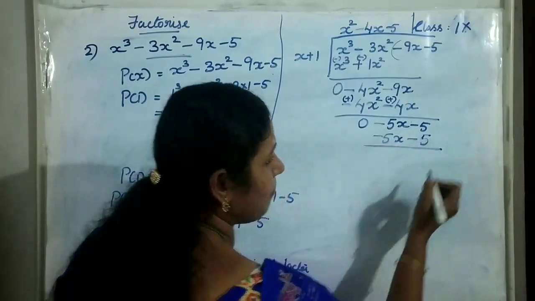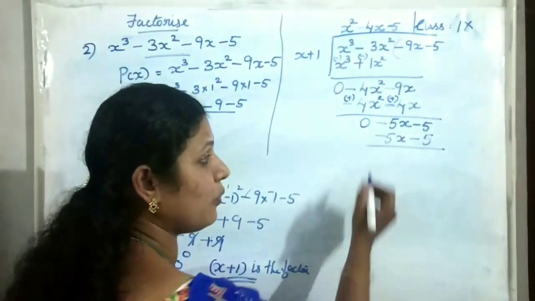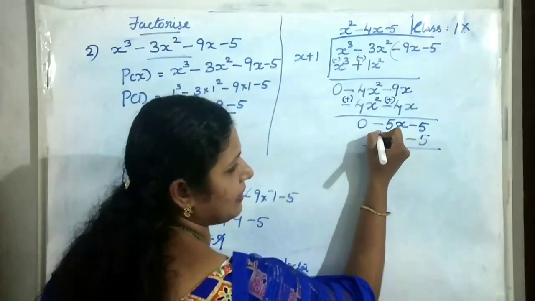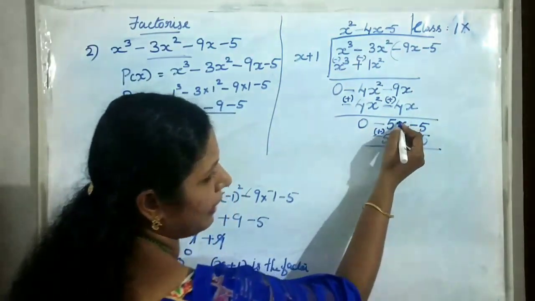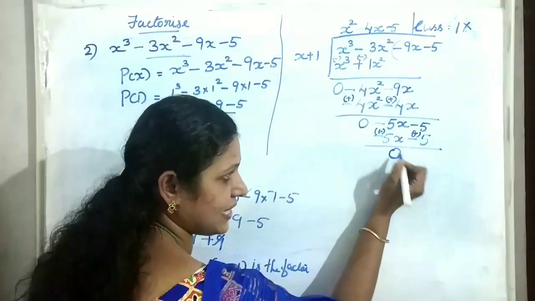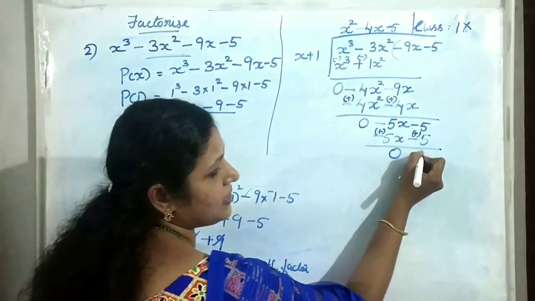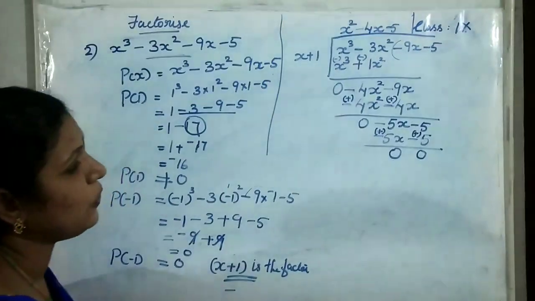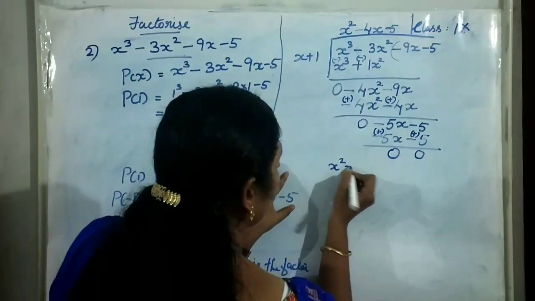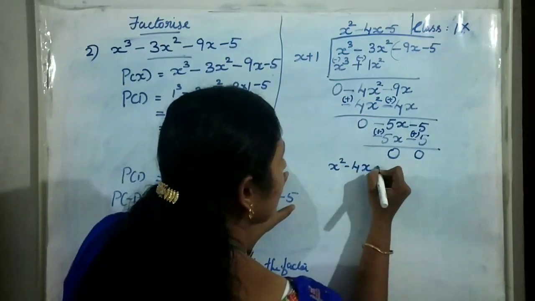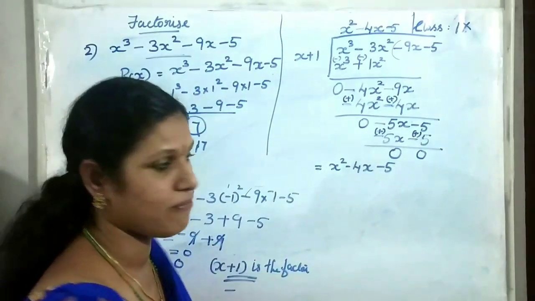Okay. The next step is subtraction. For that we find the additive inverse. Minus additive inverse is plus, and here also plus. Minus 5x plus 5x cancel each other, which means its value is 0. Then minus 5 plus 5 is also 0. So we get the quotient as x square minus 4x minus 5.